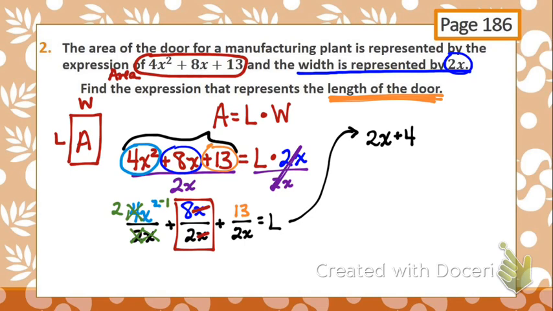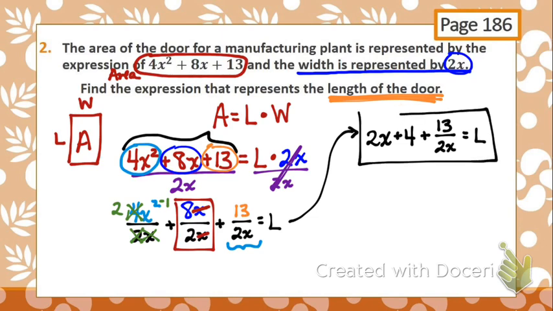And then I get to this very last fraction. Can that guy reduce at all? Nope. So then I leave it alone. Plus 13 over 2x equals my length. Since I've reduced all the parts, that's my expression for the length.